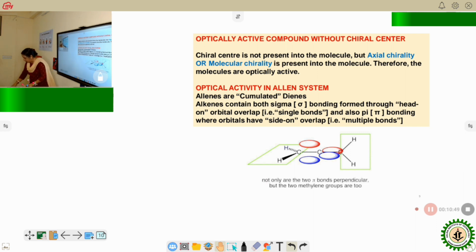For example, if I take this system, it has more than one double bond, where the number of double bonds is even. This compound is an allene compound, and we say this compound is optically active, but it has no chiral center. So why is it possible? It generates a non-superimposable mirror image compound, that's why it is optically active.